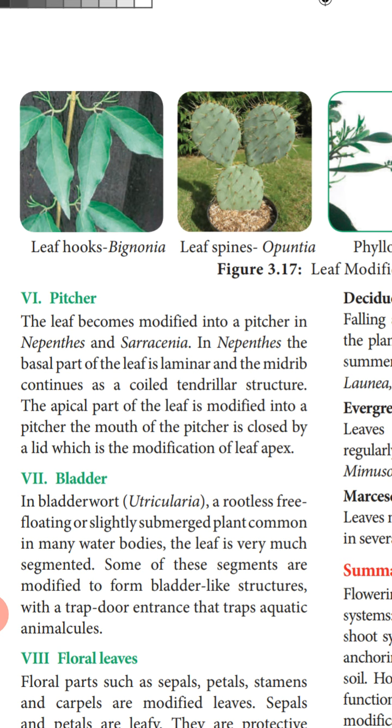The next modification is the pitcher plant. Pitcher means a pot-like structure. The leaves become modified into a pitcher in Nepenthes and Sarracenia. In Nepenthes, the basal part of the leaf is laminar and the midrib continues as a coiled tendril structure. The apical part of the leaf is modified into a pitcher. The mouth of the pitcher is closed by a lid, which is again a modification of the leaf apex.